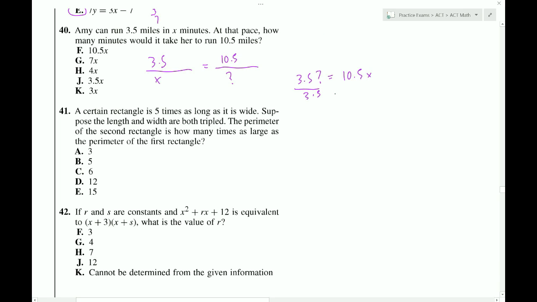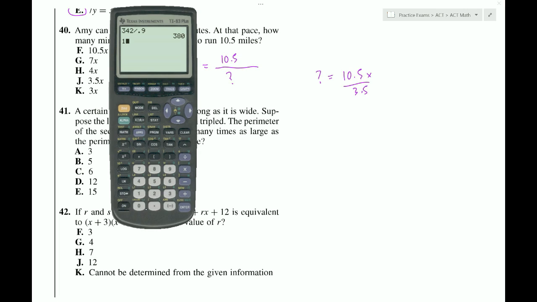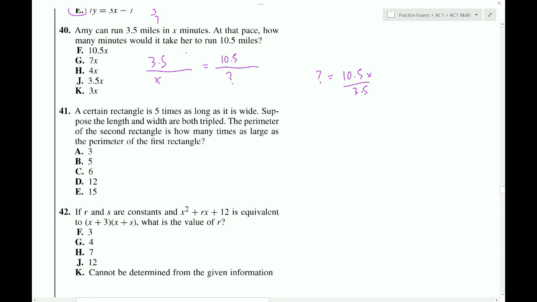Divide by 3.5, divide by 3.5, right? And so you get this for the question mark. And now we just have to divide the numbers. So 10.5, divide that by 3.5, and we get 3. And that, of course, will go in the numerator where the bigger number is. So 3x.